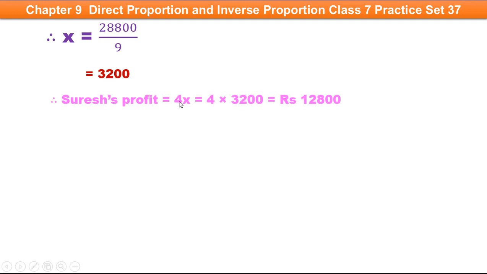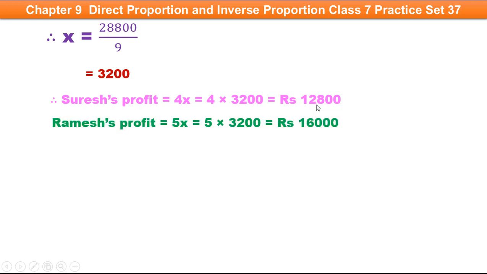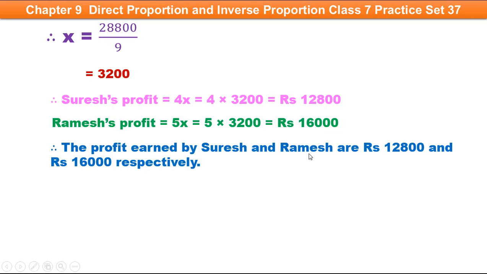Suresh's profit is equal to 4x is equal to 4 into 3,200 is equal to 12,800, and Ramesh's profit is equal to 5x, 5 into 3,200 is equal to rupees 16,000. The profits earned by Suresh and Ramesh are 12,800 and 16,000 respectively.